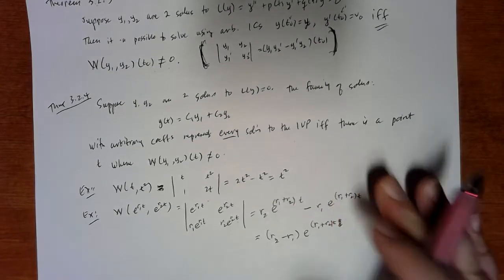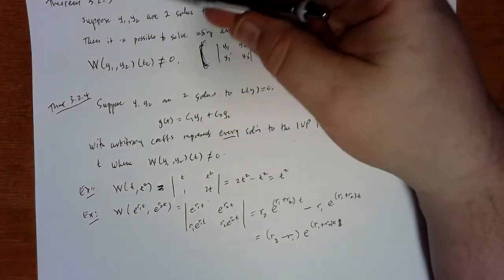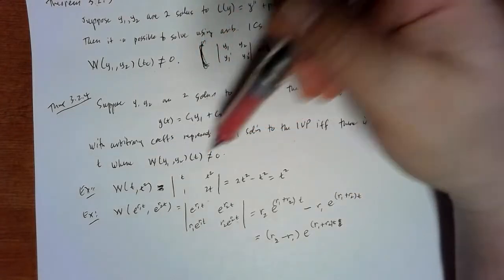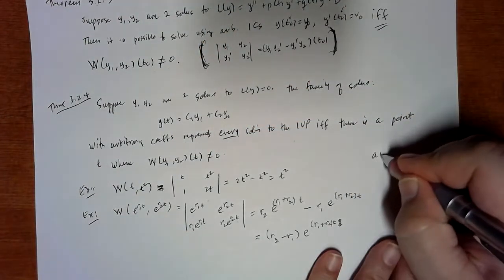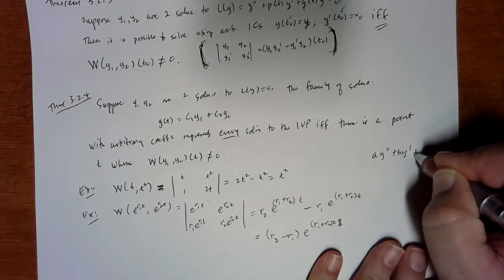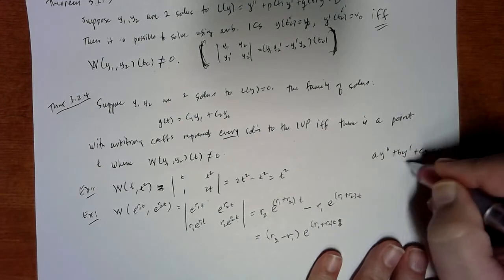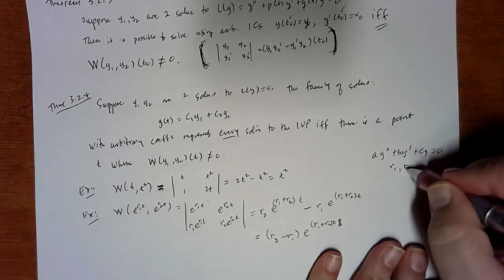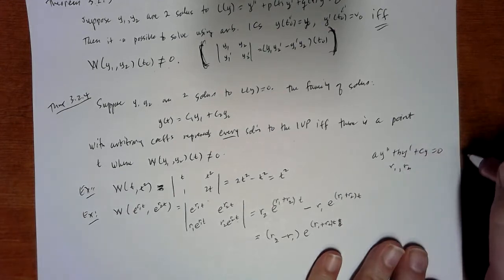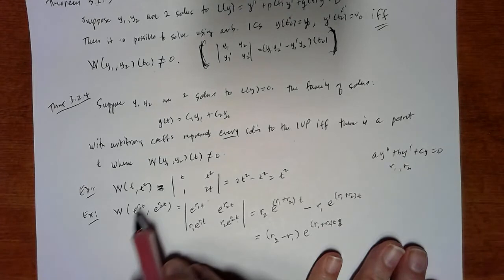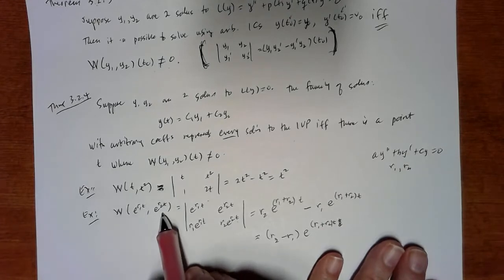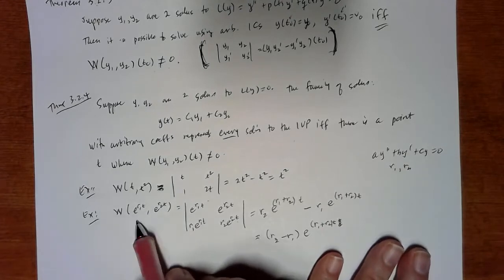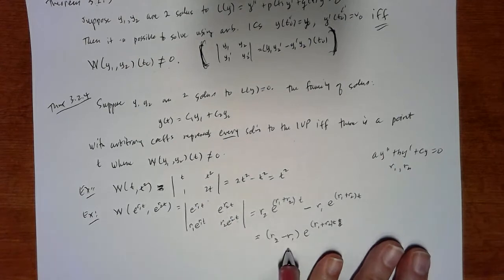Now, why am I writing this? Well, remember back in 3.1, we said that if we have our ay double prime plus by prime plus cy equals 0, and we had the roots to the characteristic equation r1 and r2, and these are two distinct roots to the characteristic equation, we said that e to the r1t and e to the r2t are the two functions that we're going to be using. And this is why. Because is the Wronskian of those two functions going to be equal to 0 anywhere?